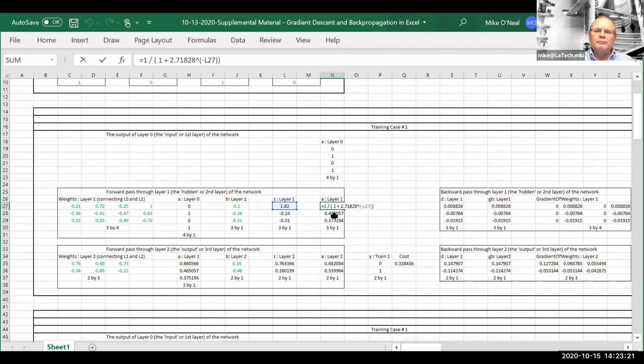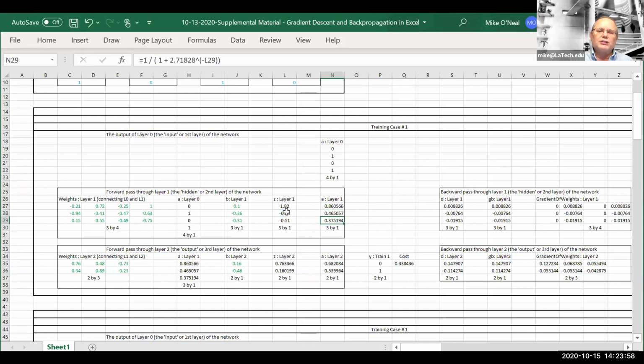1 over 1 plus e, right, to the, there's a little up caret, you can't really see it there, but raised to the minus Z power. So right here is where I take this Z and I plug it into the sigmoid equation to get the output for level 1. And I do that over and over. So that's, again, the equation.